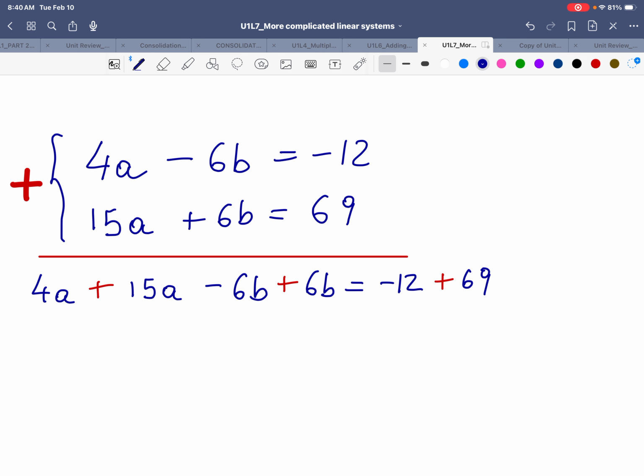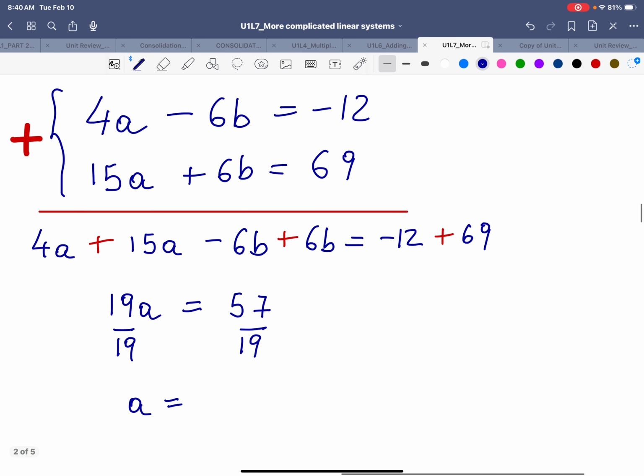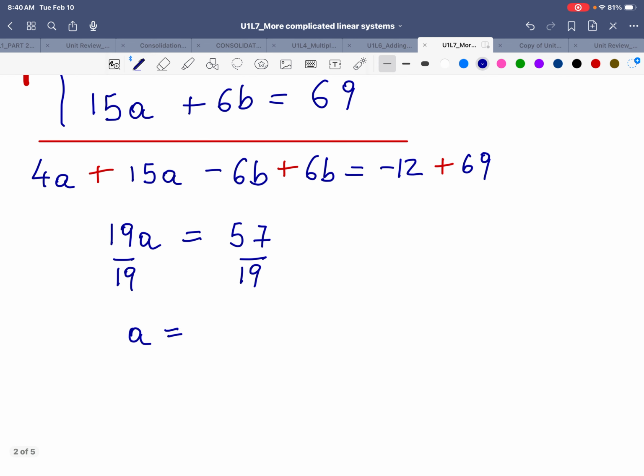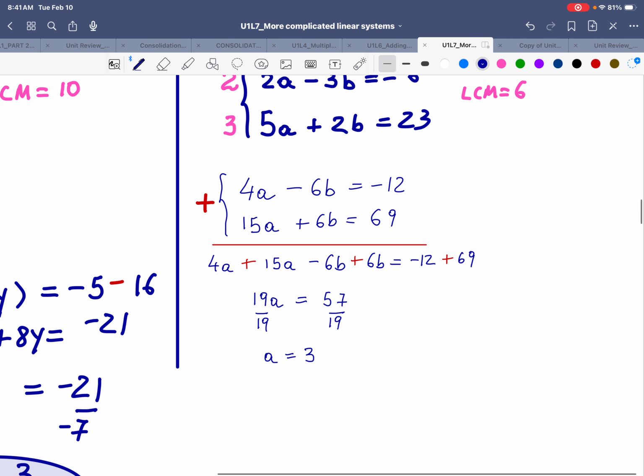So 4a plus 15a, that's a 19a. The b's will simplify. Negative 12 plus 69 would be equal to 57. Divide both sides by 19. And so happy to see this is an integer, so actually a natural number, so 3. And now we are in search of the coefficient b. I'm going to use the first equation here, why not?